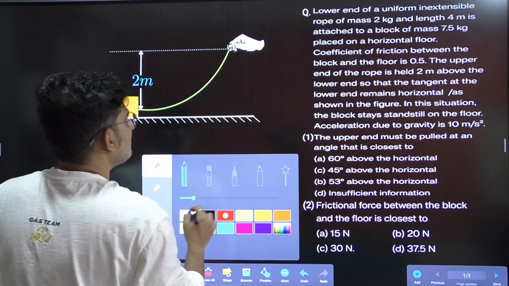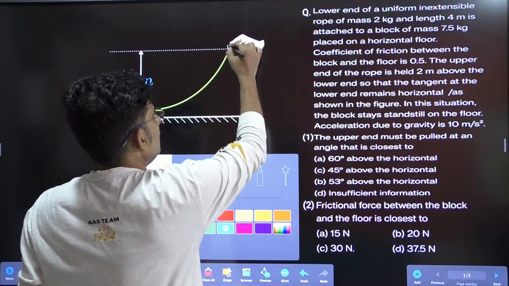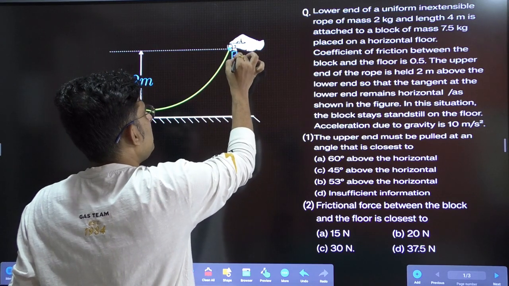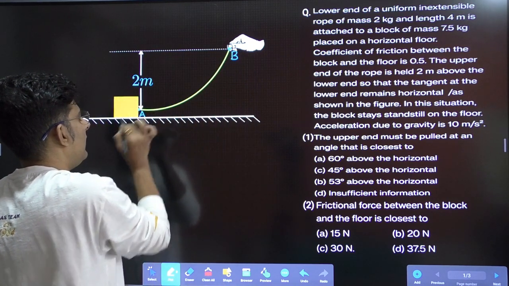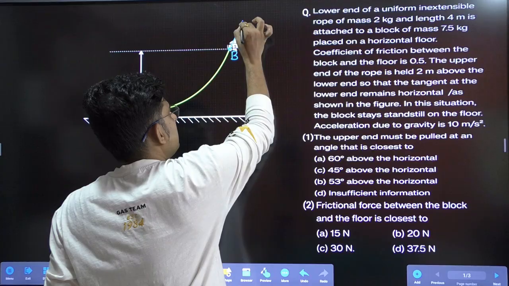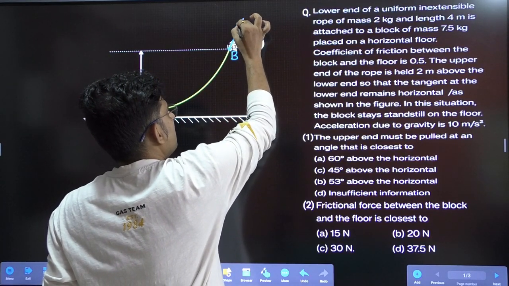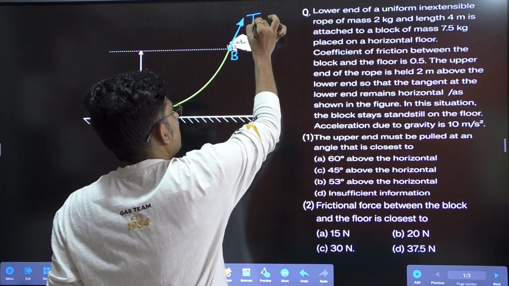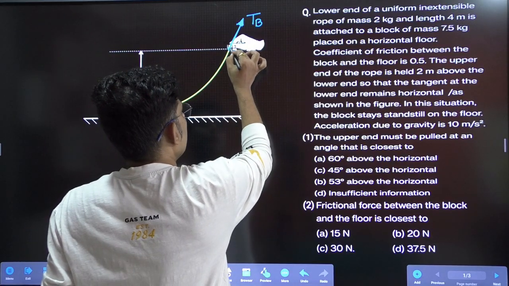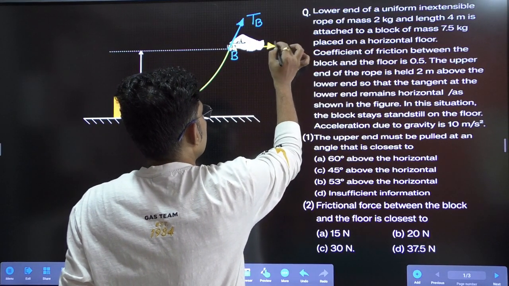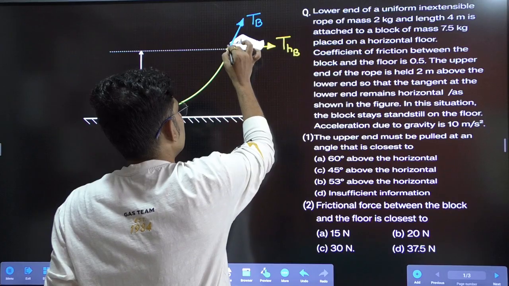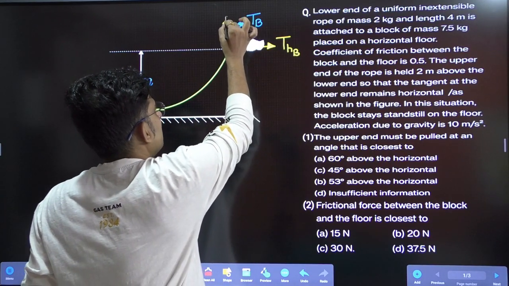Well, here, if I mark this top end as B and this particular end as A. Now the force which will be acting, the pulling force, will be the tension at point B. Let's call this tension TB. Now this tension will have two components. This is the horizontal component at the point B, and this will be the vertical component.